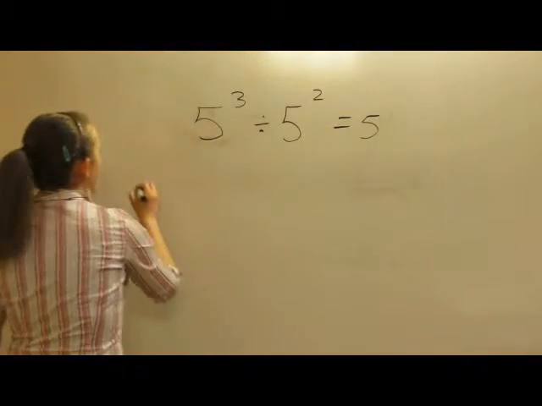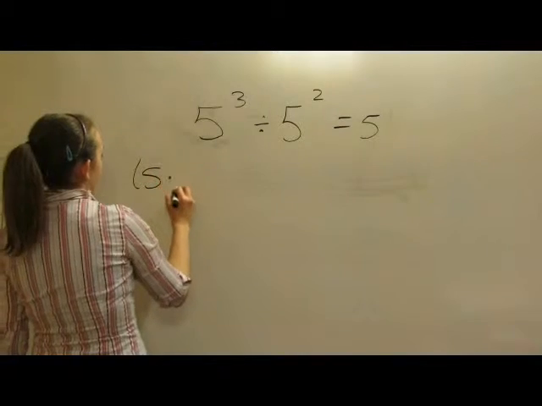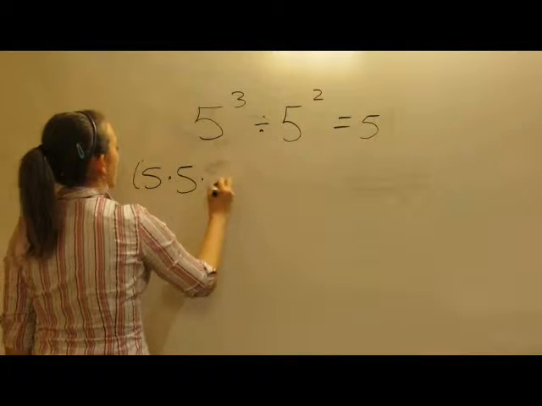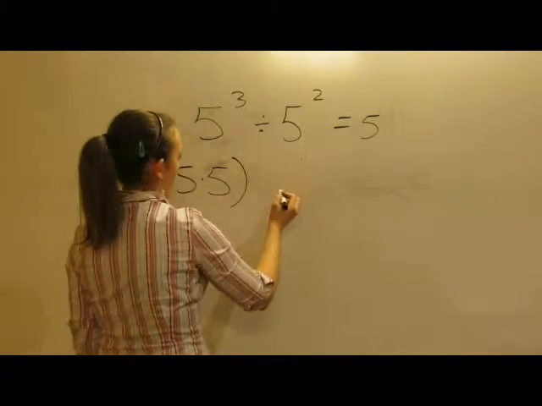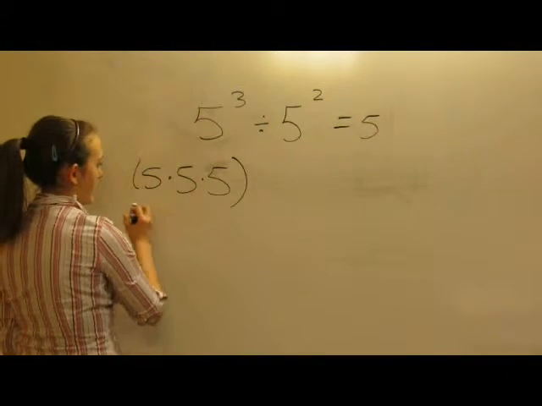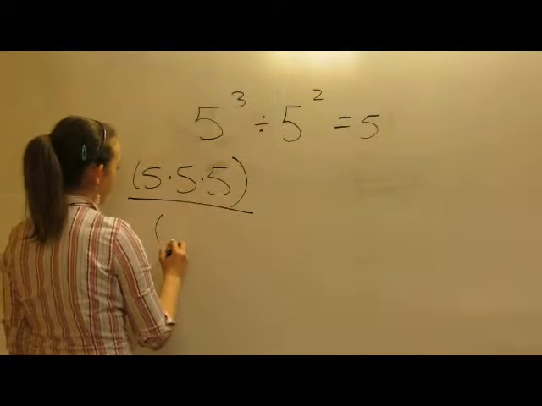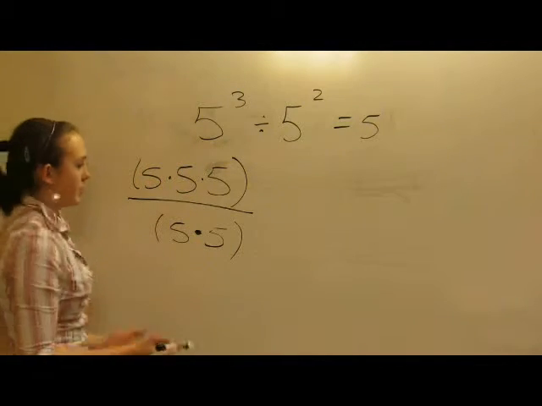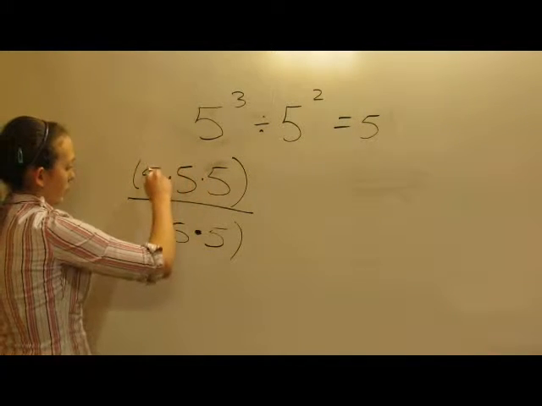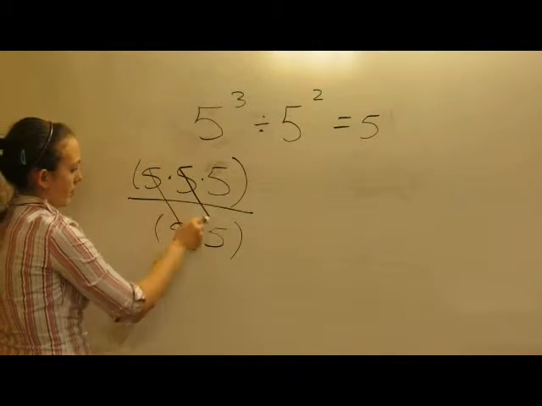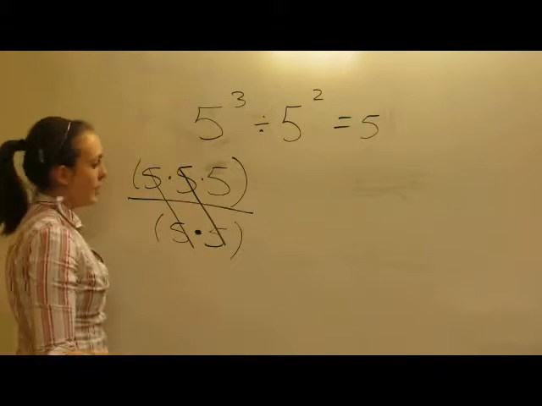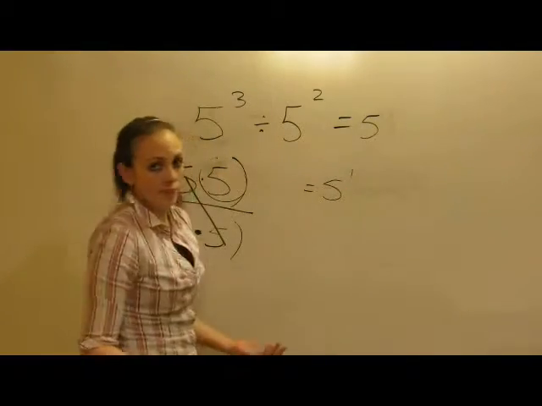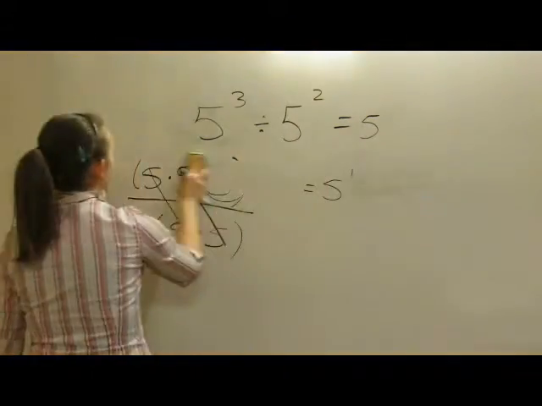Here's why this works. Again, this is 5 times 5 3 times. Whoops, almost wrote a 3 there. 5 times 5 3 times. This is 5 times 5 2 times. We're going to write this underneath. When you divide, you basically cancel out the things that are the same. So we have one 5 that can be canceled out. We have another 5 that can be canceled out. So all we have left is simply 1 5, or 5 to the 1, or just 5. So that's why that one works.